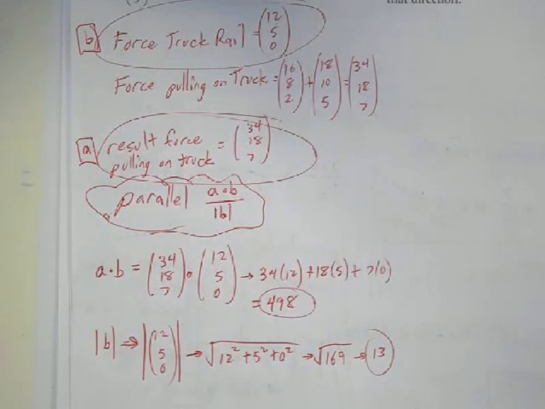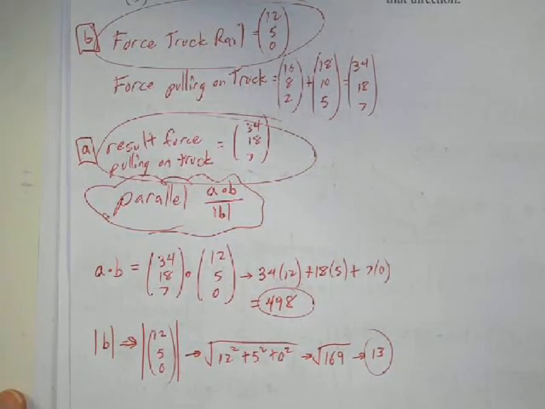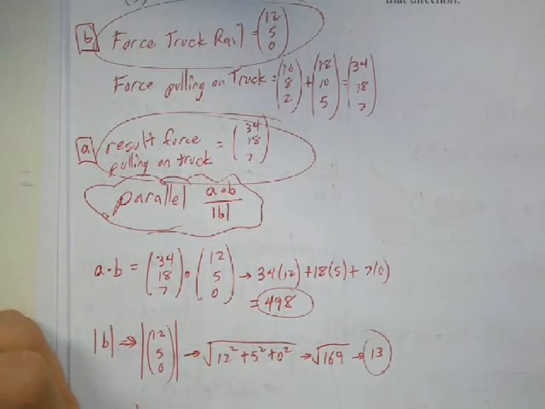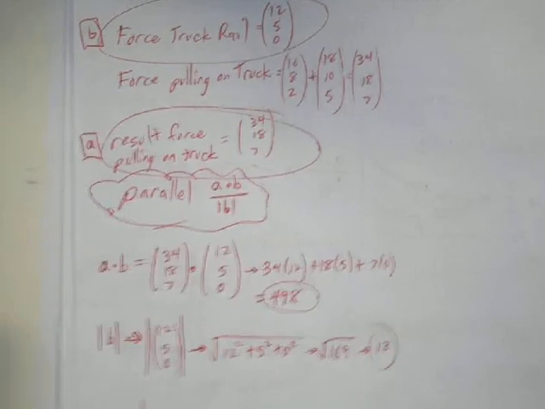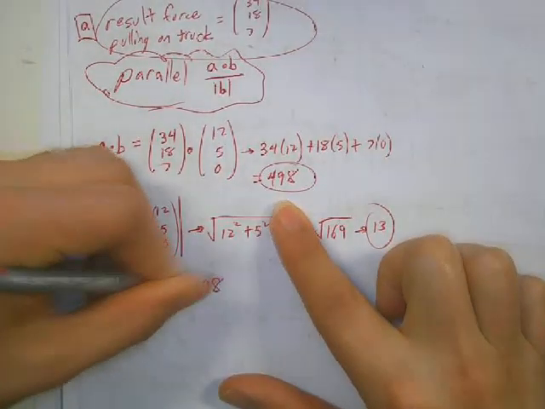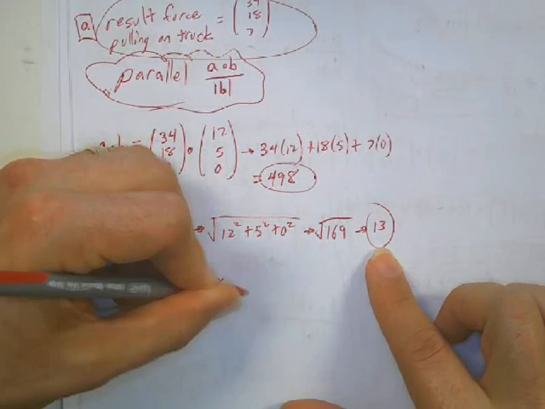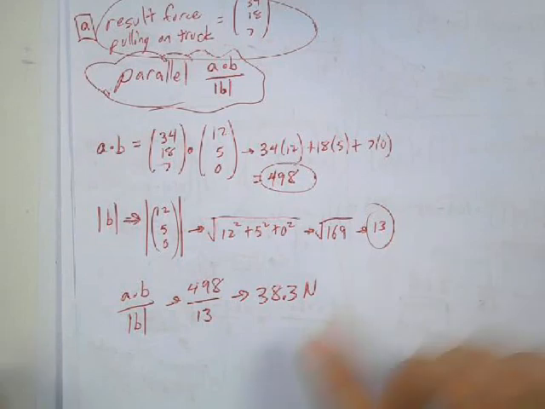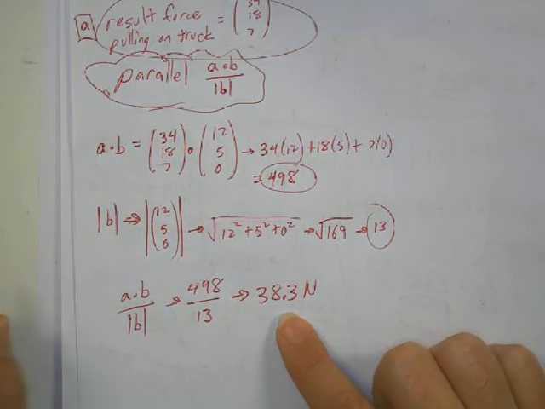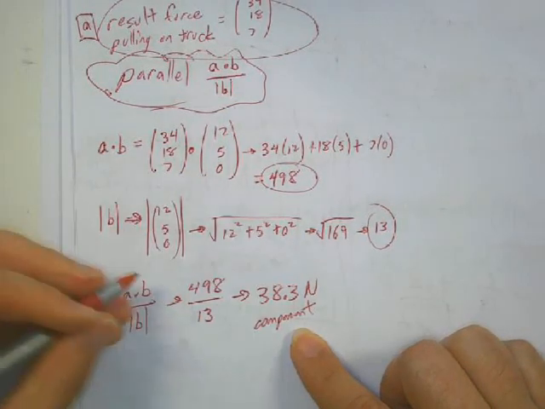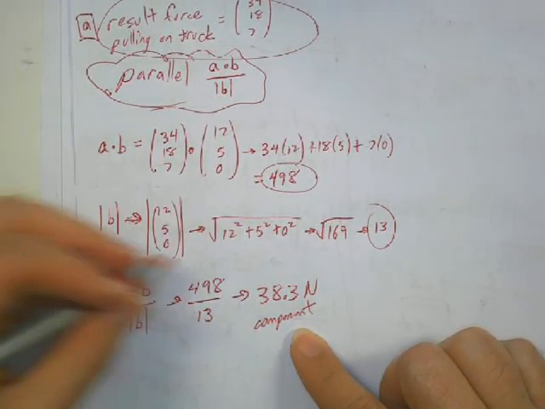So now I can figure out the component of the resulting force in the direction of the rail. I'm going to use A dot B divided by the magnitude of B, which is 498 divided by 13, and that gives me 38.3 newtons. And this is the component in the direction of the rail.